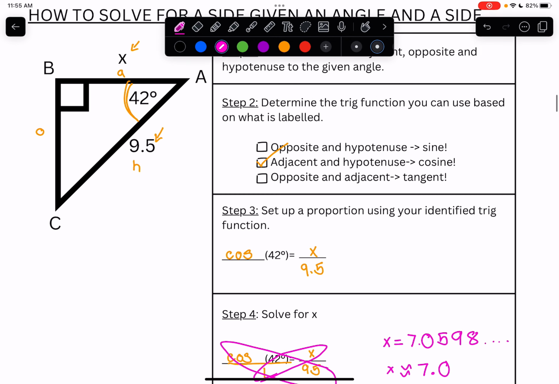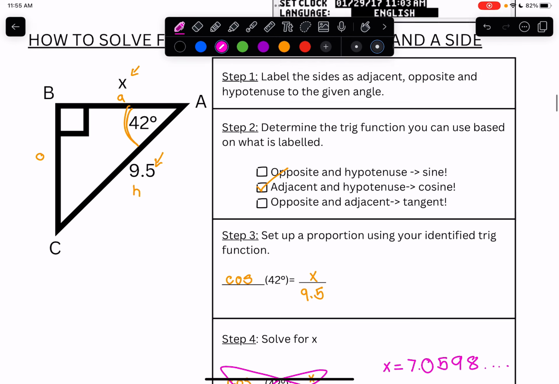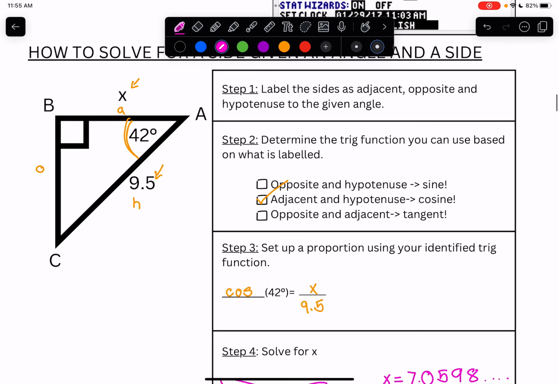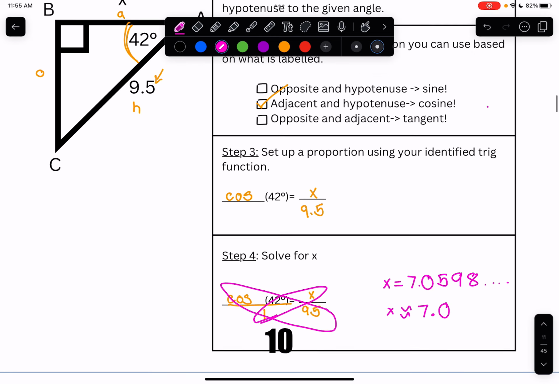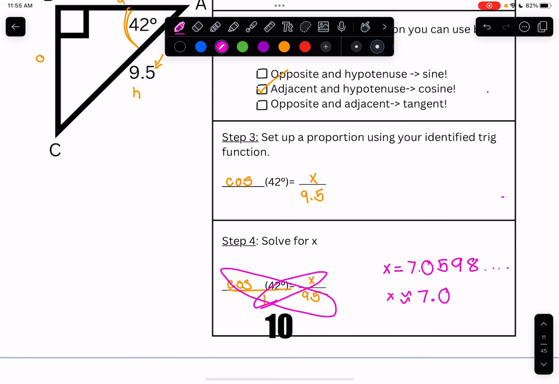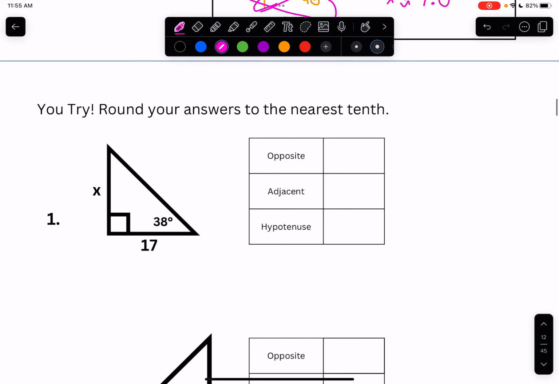So this is how we can use the ratios to solve for sides. So first, again, you're labeling. Determine what function you would use based off of your labeling. Set up your proportion, cross multiply, and solve.